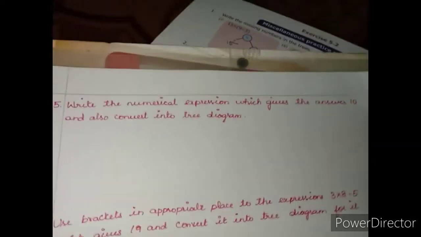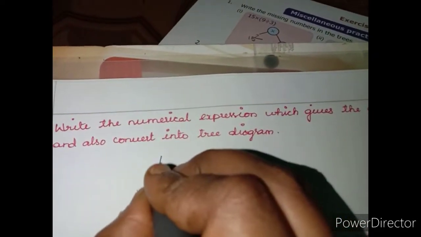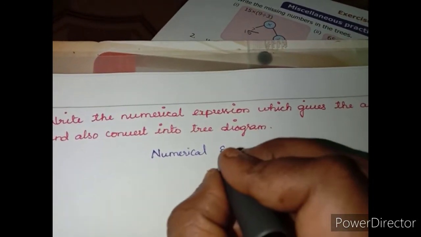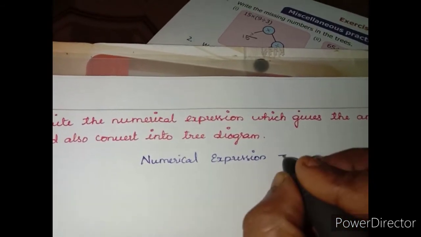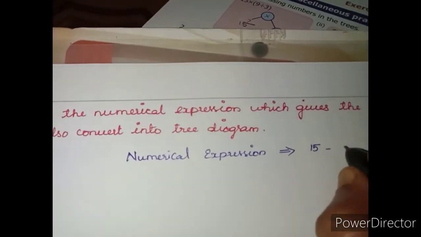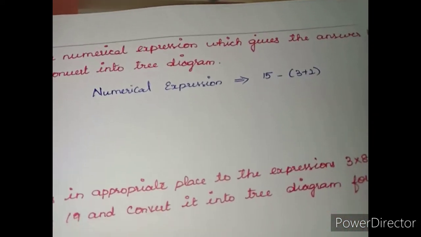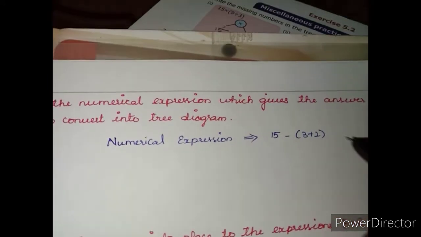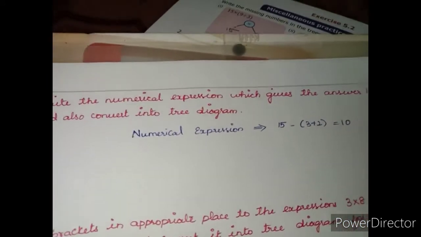So we should write an expression which gives the answer 10. So we shall write the numerical expression: 15 minus 3 plus 2. So 15 minus what is 3 plus 2? 5. So 15 minus 5 is 10, which gives us 10. So this is the numerical expression.